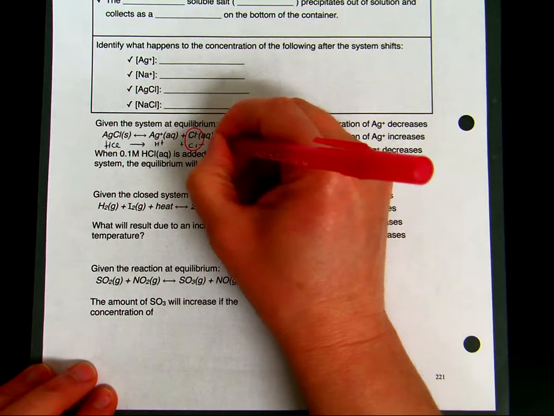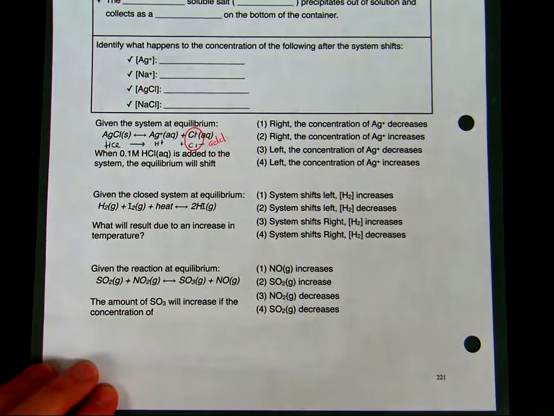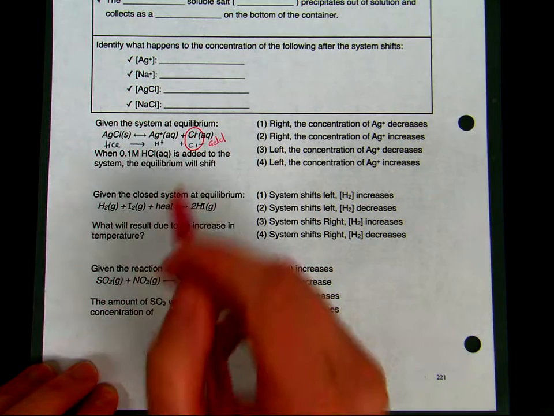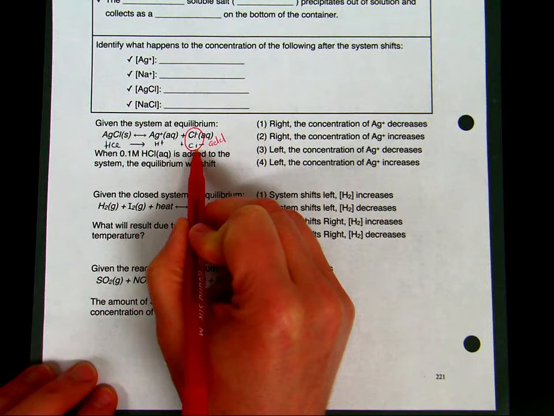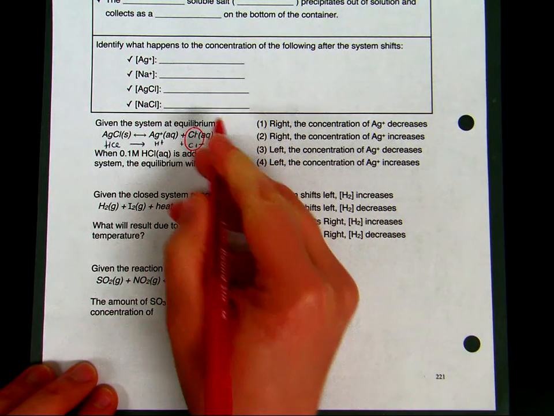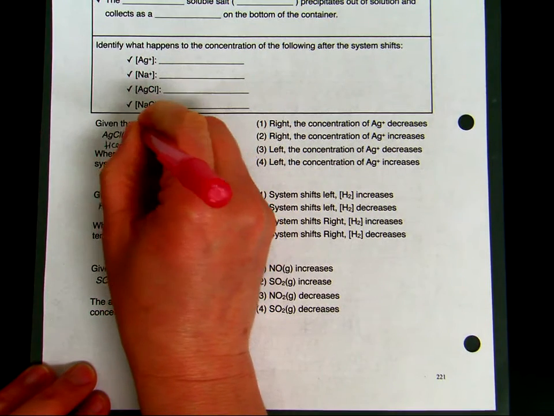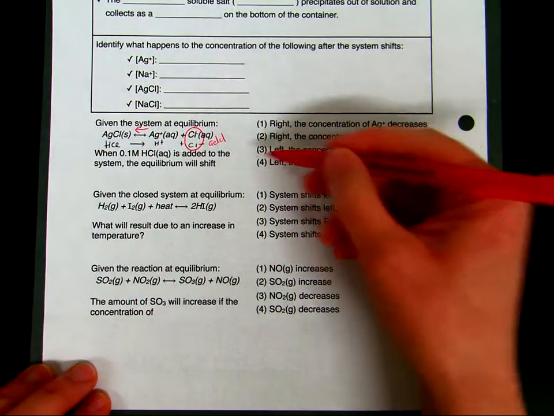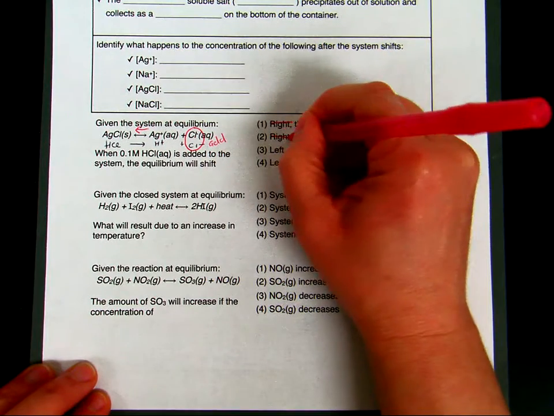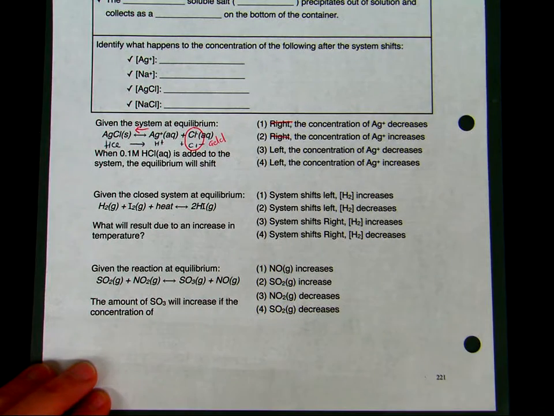So this is what is added to the system. Okay, so based on where our stress is, an addition of chloride ions, the chloride ions are on the product side, so it wants to cause the system to shift back towards the reactants. So that means our system is going to shift to the left. So I'm going to get rid of response 1 and 2, wrong direction.